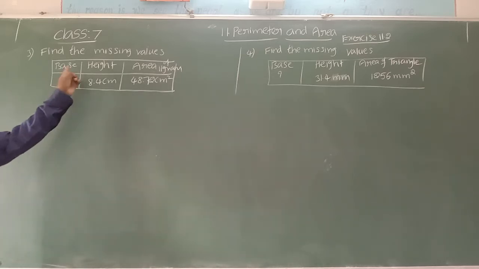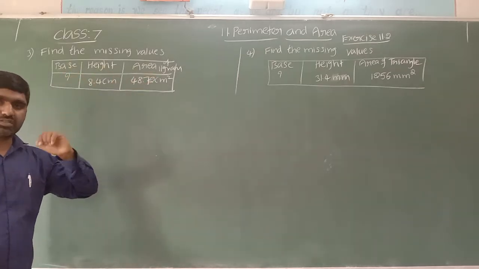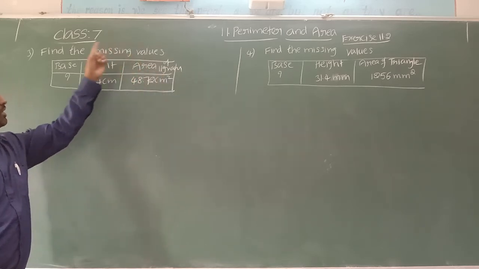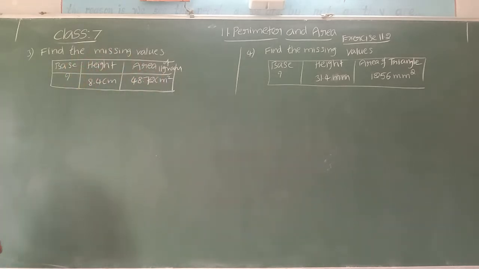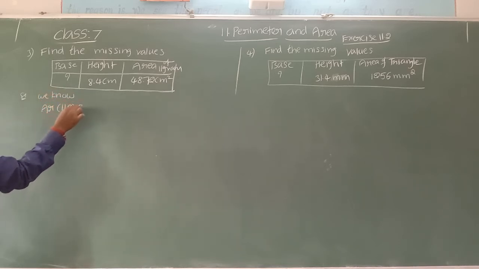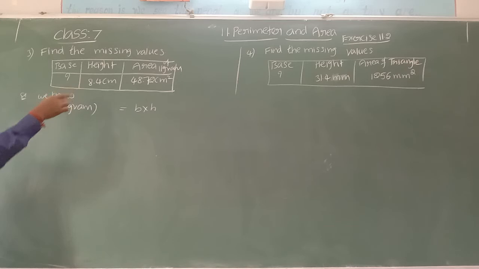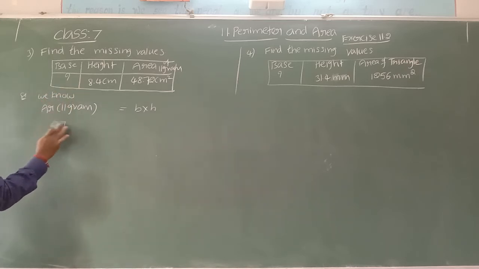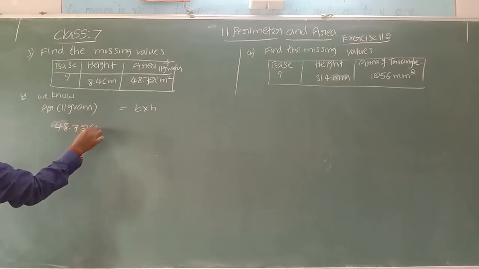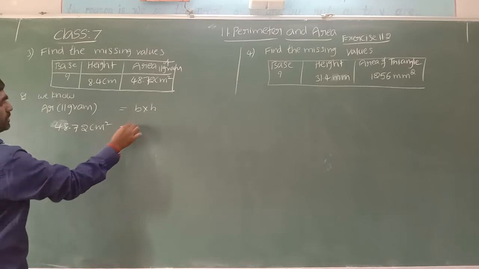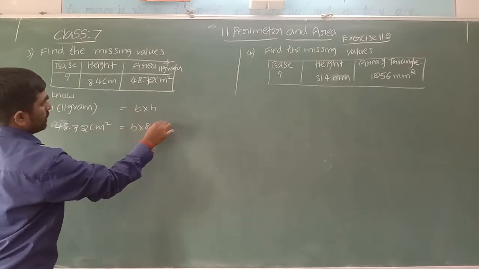So what relation do we have between base, height and area of a parallelogram? Yes, we know that the area of a parallelogram is equal to base into height. Now you can see the solution. We know the area of a parallelogram is equal to base into height. The area of the parallelogram is already given, which is 48.72 square centimeters, is equal to base, which is missing, into the height, which is 8.4 centimeter.